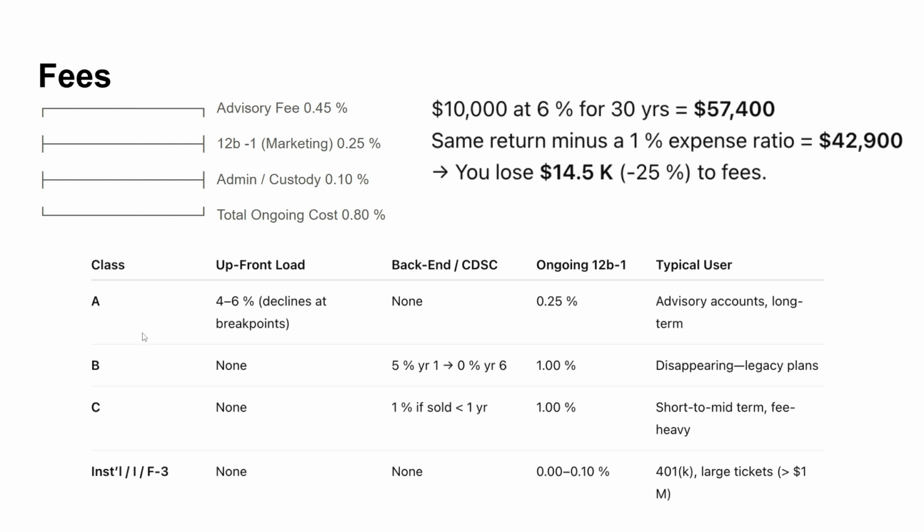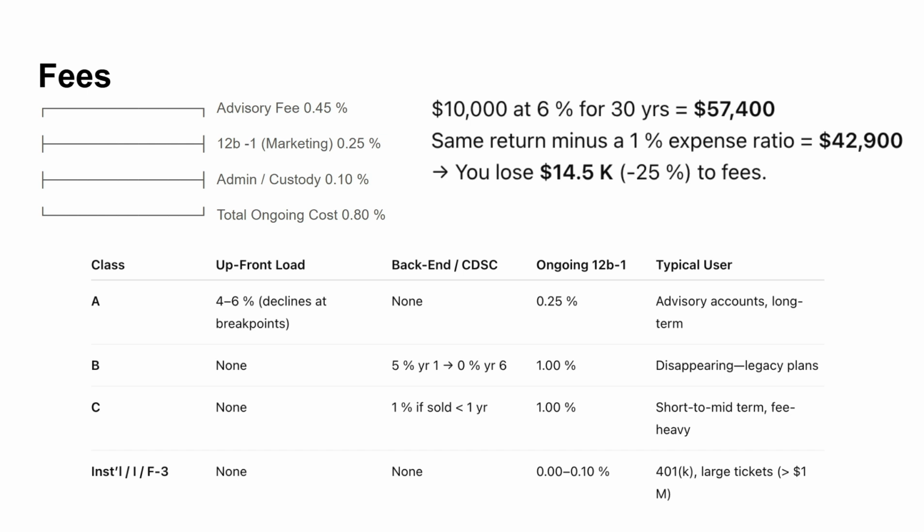Now the share classes. Right here we have A, B, and C. Class A shares hit you with a front-end load, think 5% off the top, but compensate by lowering their annual 12b-1 fee to 0.25%. Breakpoints cut that load for bigger tickets, so large long-term investors sometimes prefer A.